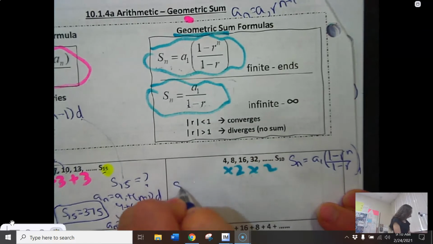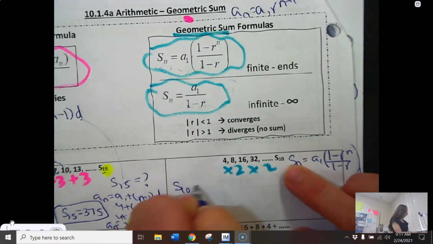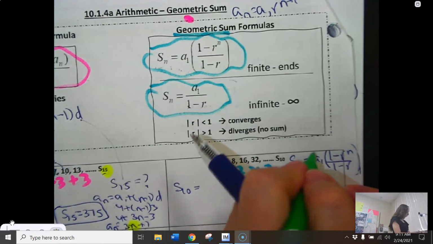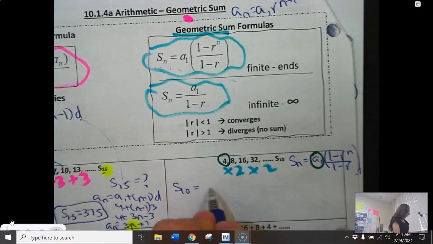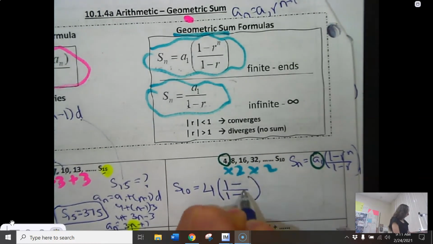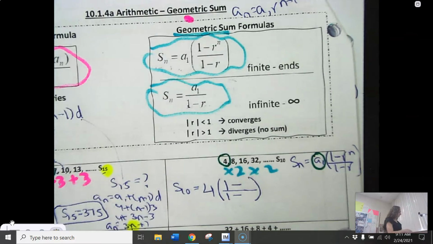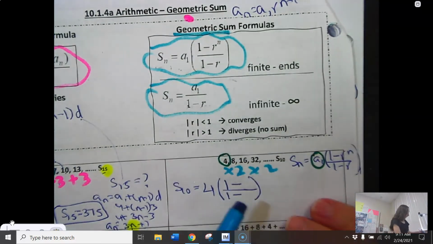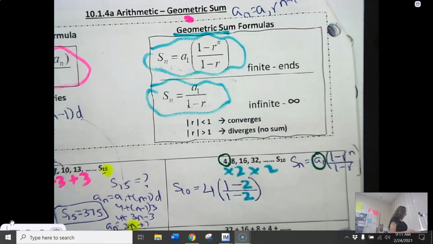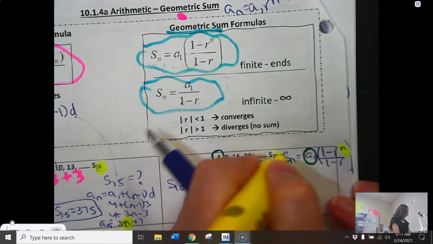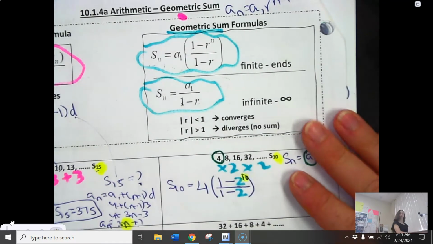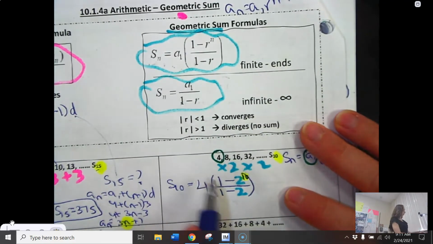So I'm going to say the sum of the first 10 numbers is a sub 1, which now we're doing in green, so I will do that in green, 4. 1 minus parenthesis. Okay? And then I do the ratio. Oh, what's the ratio? Okay, 2. But then I have to go to the n. Well, what's my n? 10.